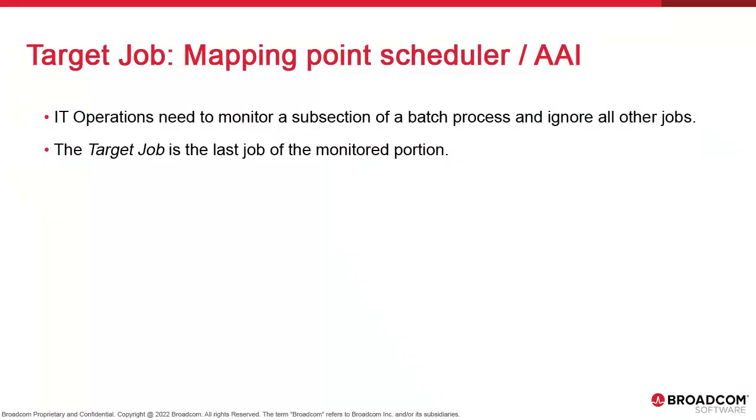In AI, a job stream is mapped to a target job. The target job should be the last job in a batch process supervised with an SLA. A service level agreement is like a deadline. It's a commitment to have a batch process complete by a certain time or within a certain time frame.